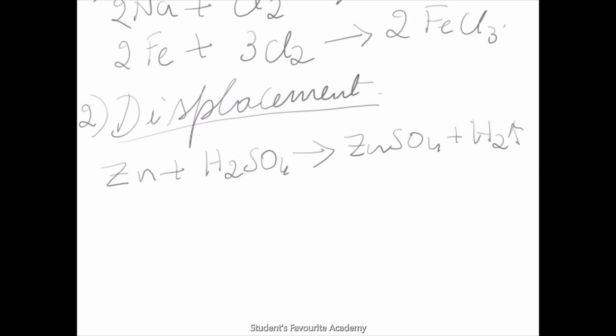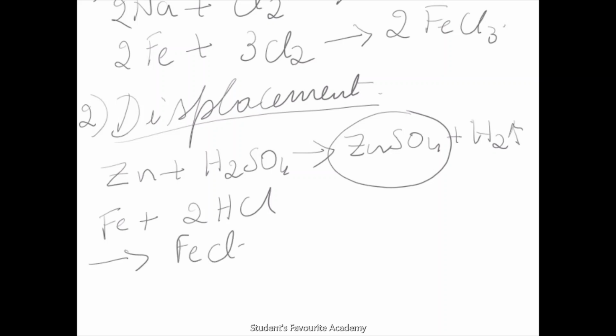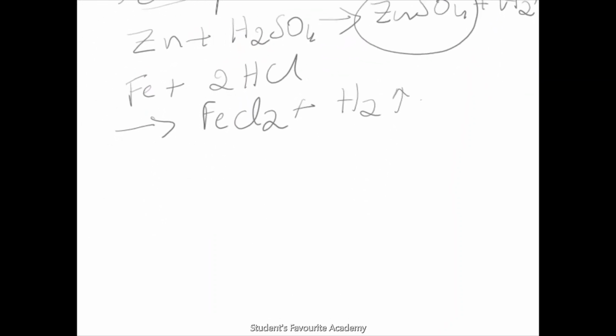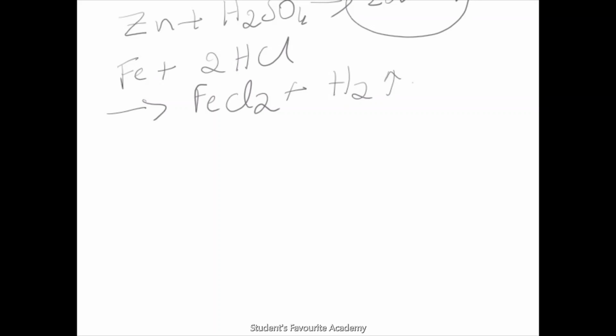Okay, so this is preparation of a salt by displacement method. Similarly, iron plus hydrochloric acid gives ferrous chloride, that is FeCl2, plus hydrogen gas. So these are examples of displacement reactions and formation of salts by displacement method. Then you have decomposition.